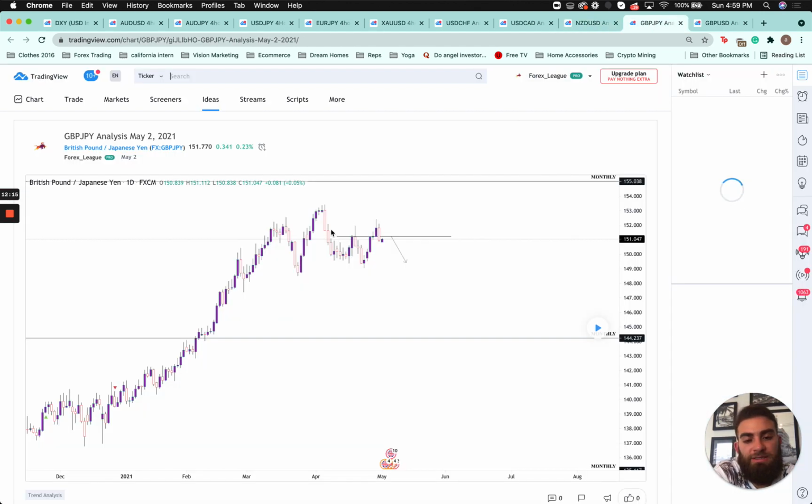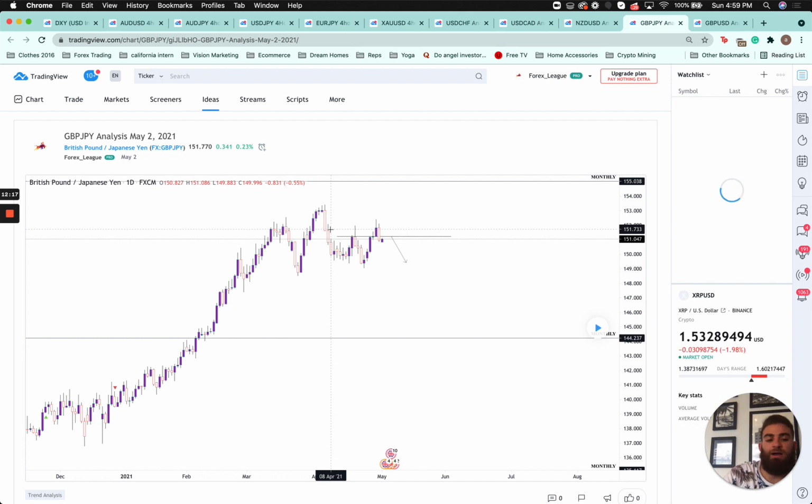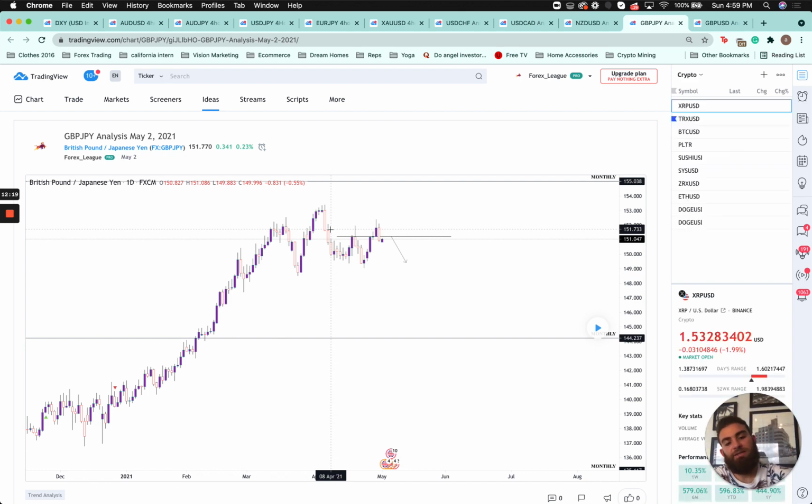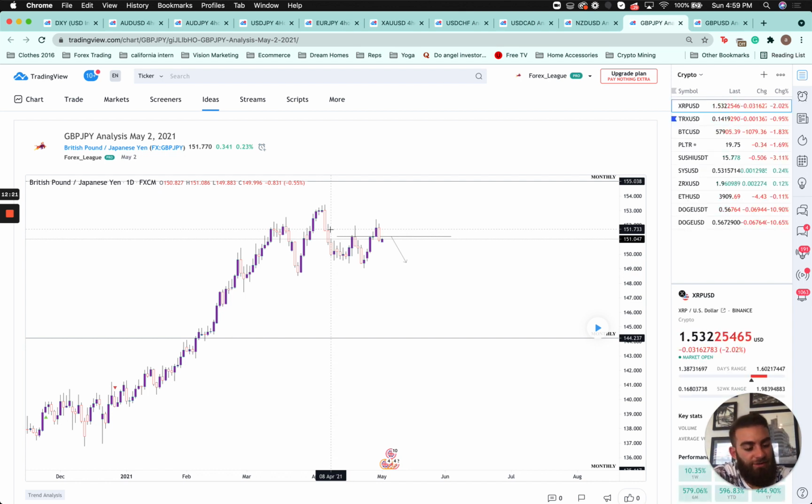Let's go next to GBP JPY. My computer is slowing up a bit, so I'll just give it 1 second to catch up.